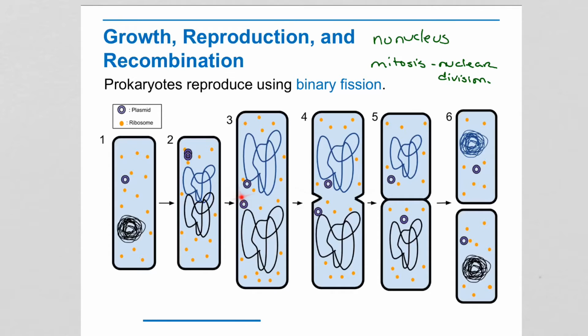Now, the cell's going to start to elongate a little bit. You're going to notice that the DNA starts separating out. You're going to get a little cleavage occurring here. And eventually you're going to get two new cells, very distinct from each other, and that's the process of it reproducing and growing.